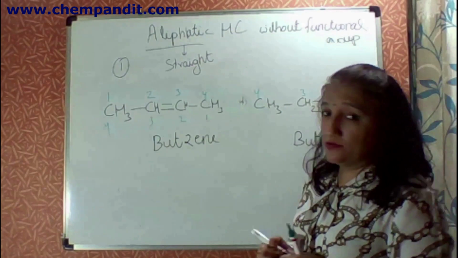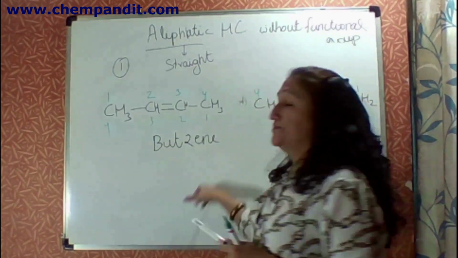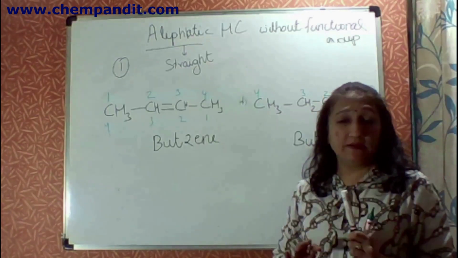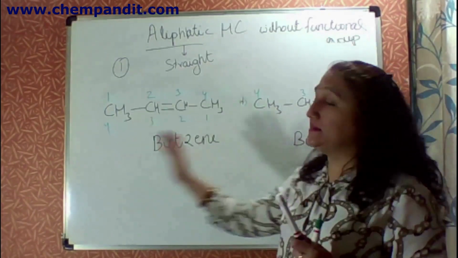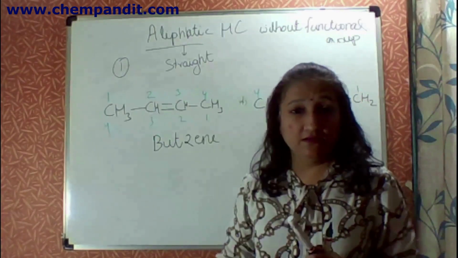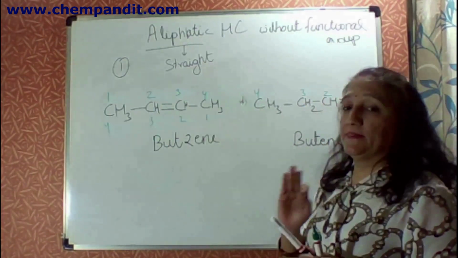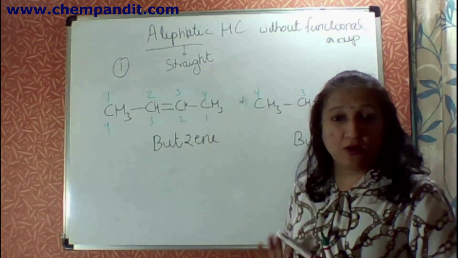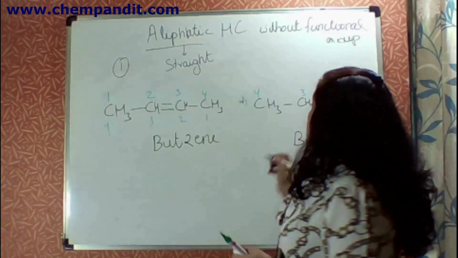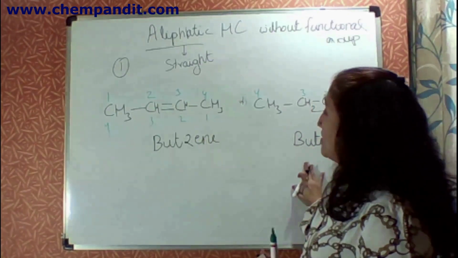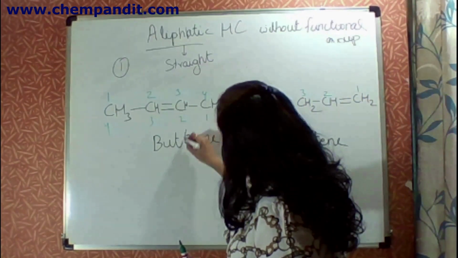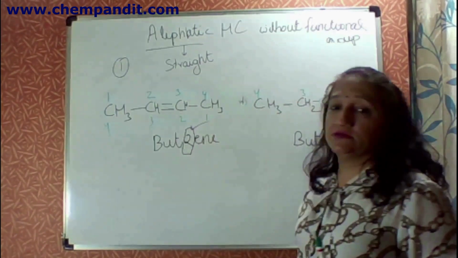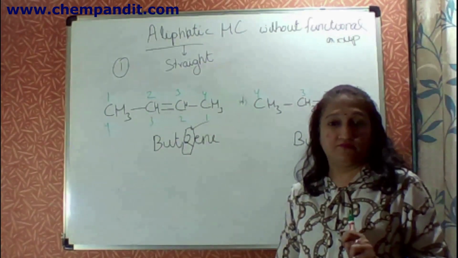Clear? This is another rule. But-2-ene. Clear? Whenever the double or triple bond falls in between the carbon chain, anywhere in between, it is mandatory to mention the position of that double bond. So this can be written as butene, no problem. But this should be written as but-2-ene. We cannot omit this position, this 2. Clear?